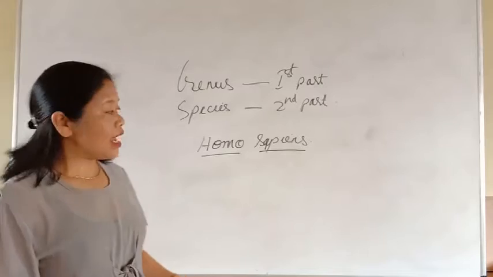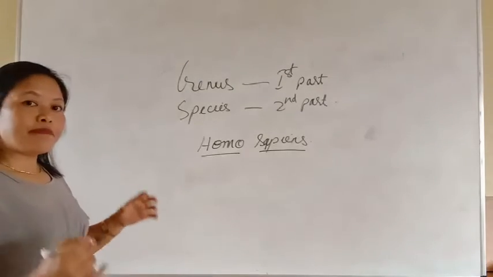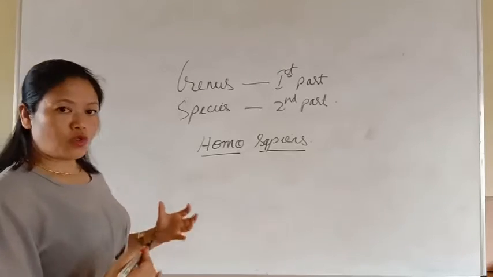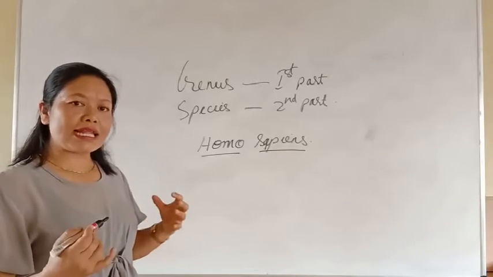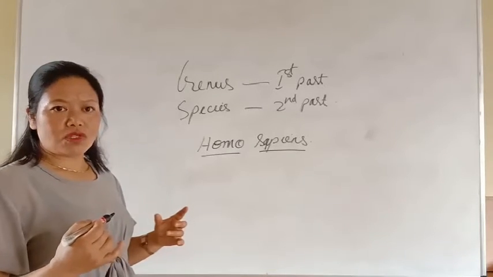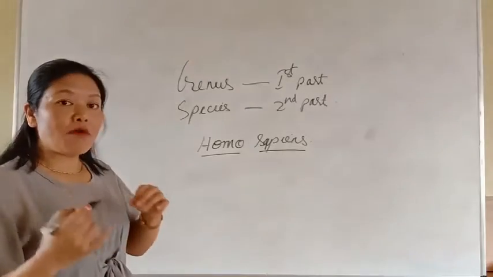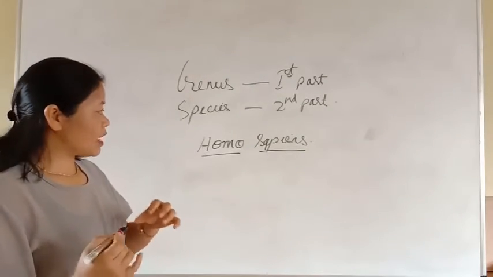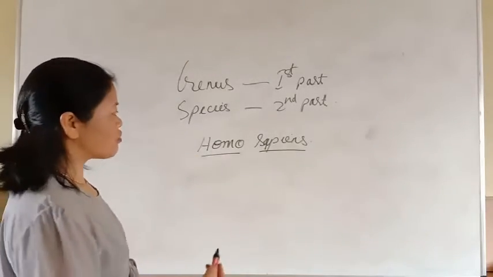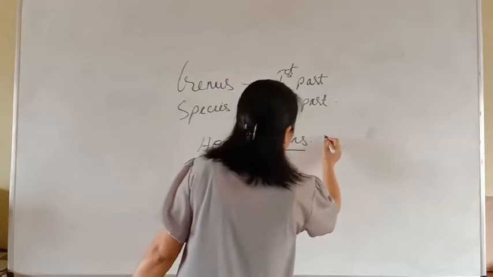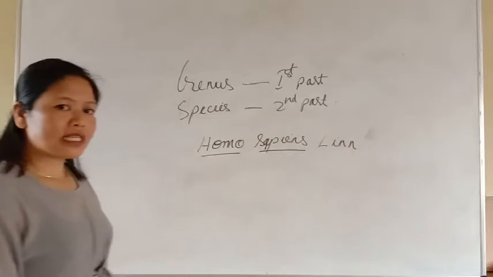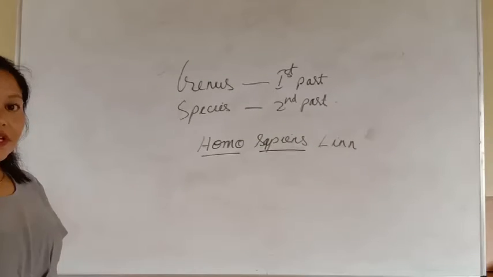Okay, then there may be different persons who have given names to different organisms, or we can say the first person who described that organism. So we need to write the name of that person, the taxonomist. Where can we write that? For example, Homo sapiens was first described by Linnaeus. So here you can write L-I-N-N. So this is how you write the scientific name.